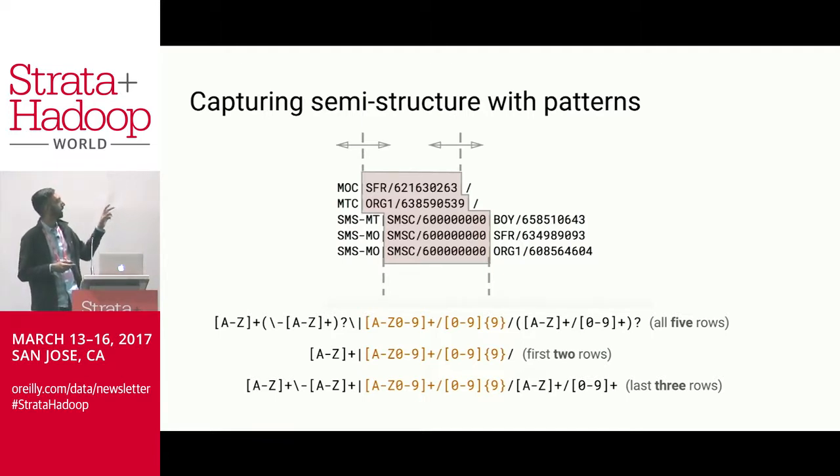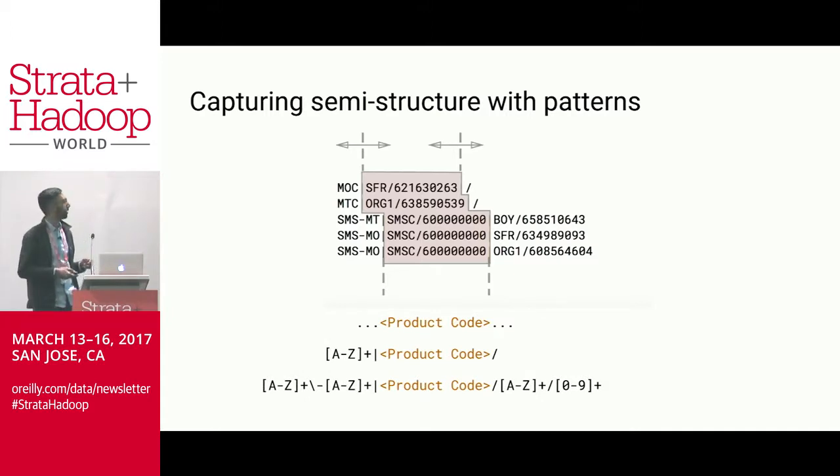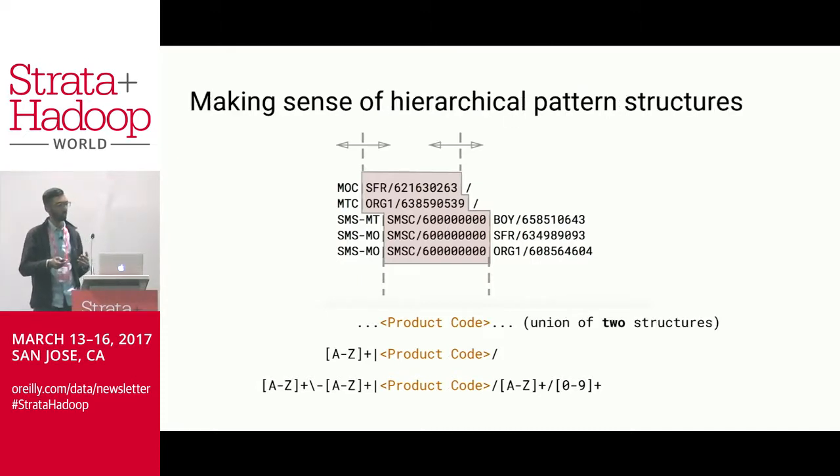And then we also have the top 2 rows and the bottom 3 rows. And they all share this sort of highlighted thing called the product code, which is what the analyst might want to work on. So given these different specifications, the analyst might actually want to extract the product code. But we'll see that we quickly run into issues with hierarchical or nested pattern structures.